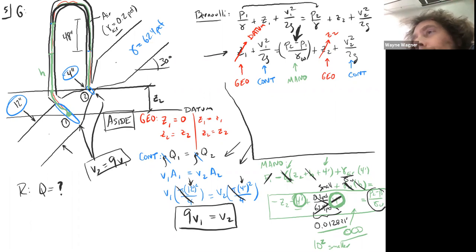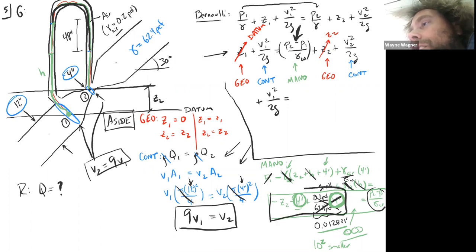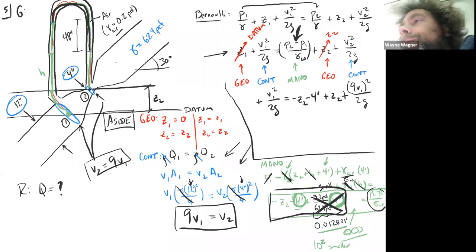Okay, so we're going to plug these things in one at a time. And so we're going to go back up here. Z1 is gone. V1 squared over 2G exists, equals right here P2 minus P1 over gamma water. We're going to take this quantity right here and plug it in. So we've got a negative Z2 minus 4 feet, and we're ignoring this bit, plus Z2. So that's nice. You see the Z2s are going to go away. And then we're going to say plus, instead of V2 squared, we've got 9V1 squared. Remember those parentheses, over 2G.